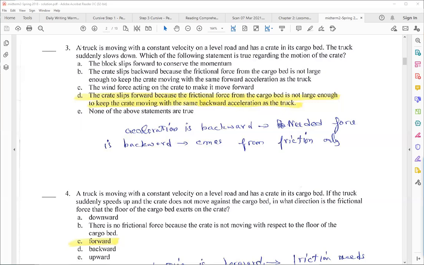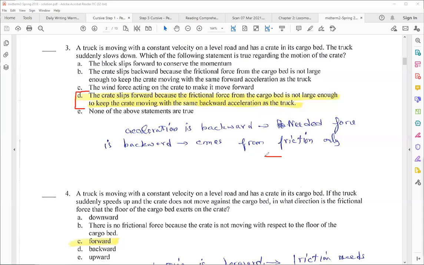Now starting with question three: a truck is moving with constant velocity on a level road and has a crate in its cargo bed. Now the truck suddenly slows down. Which of the following statements is true regarding the motion of the crate? We're highlighting the correct answer, which says the crate slips forward because the friction force from the cargo bed is not large enough to keep the crate moving with the same backward acceleration as the truck.